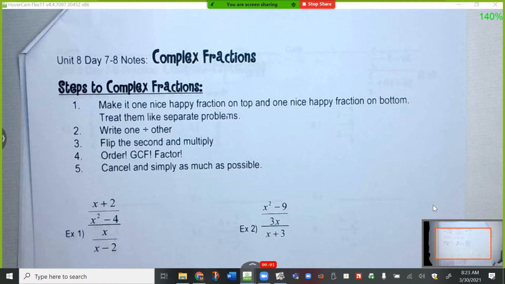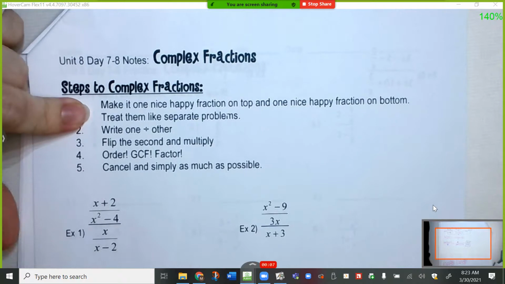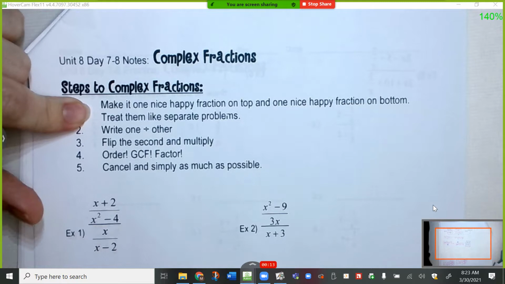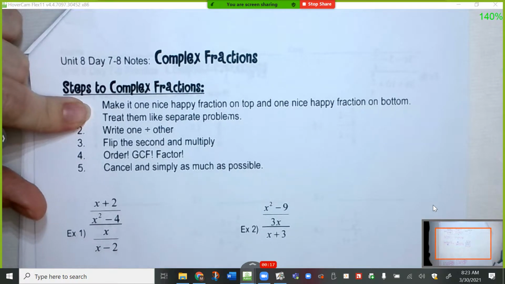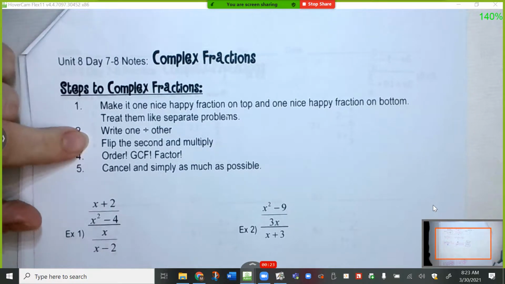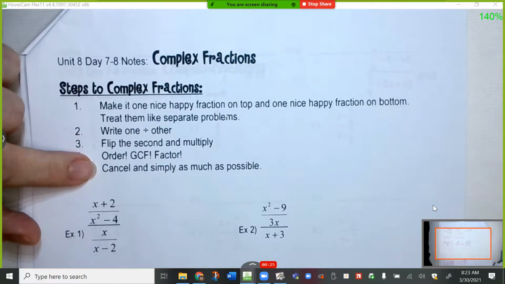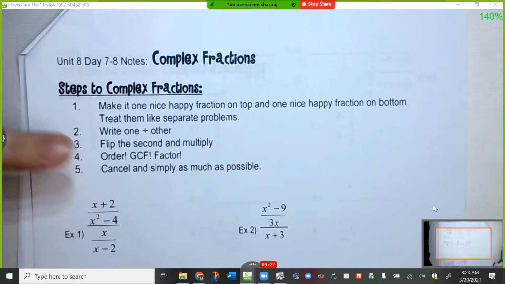Okay, so we're starting complex fractions. This first step isn't going to really make sense until we get to number 2, but more so number 3 and 4. It says make it one nice happy fraction on top and one nice happy fraction on bottom, meaning you want your denominator to be combined. Like I said, this will make more sense in a second. Write one, divide the other, flip the second, multiply, order, GCF, factor, cancel, and simplify as much as possible.